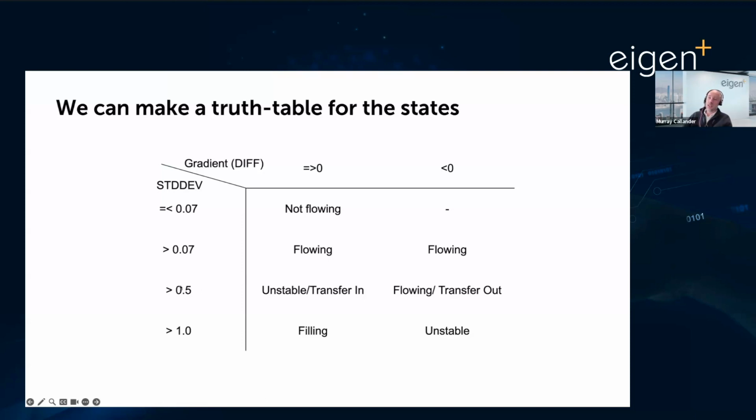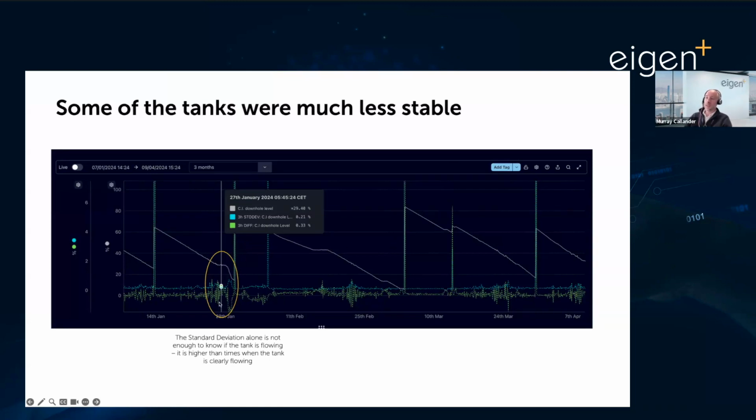If the standard deviation is greater than 0.05, we could be in an unstable period if the gradient is greater than or equal to 0. If the gradient's less than 0, we're probably flowing. And if the standard deviation is greater than 1 and the gradient is greater than 0, we're definitely filling. If the gradient is less than 0, it's some unstable period. We've obviously got a lot of variability, but a periodic negative gradient. So we have some instances where the tanks are much, much less stable.